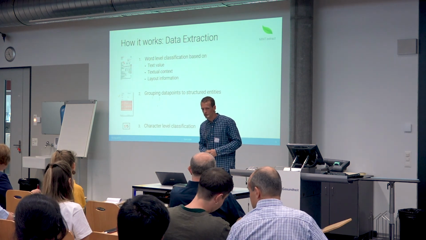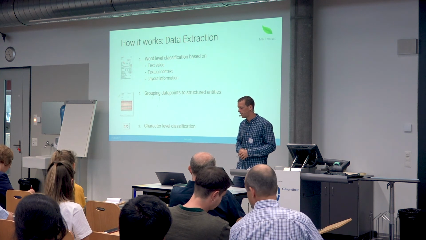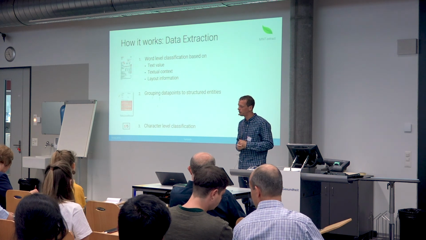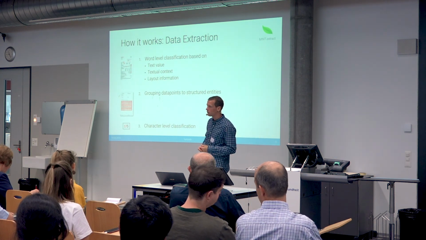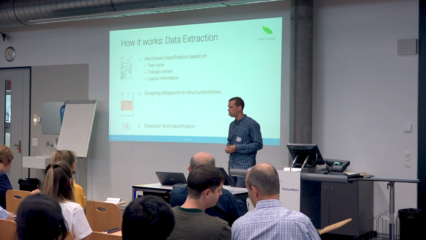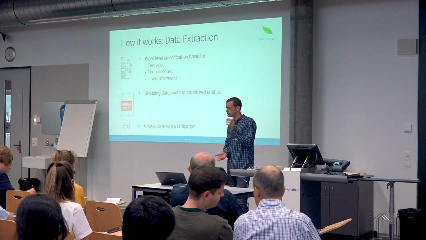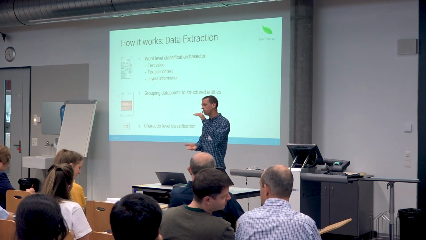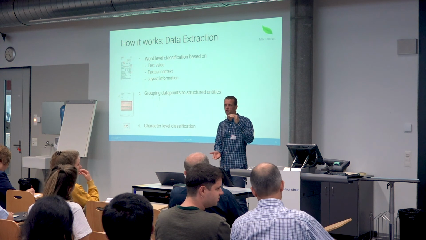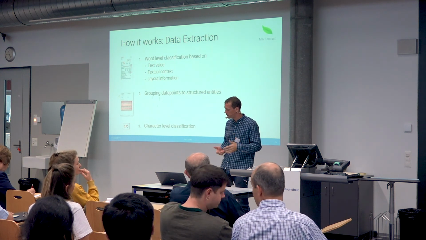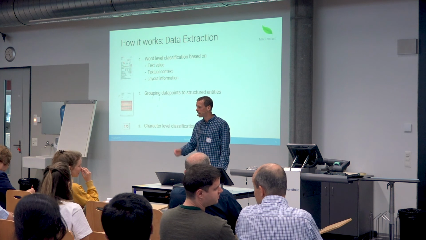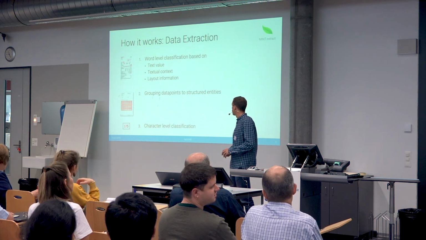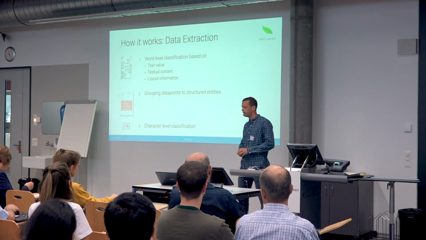The feature representation is based on the text value, textual context, so we don't just have a look at the word itself, but also on the surrounding, and of course also layout information and many other information. So the default vector is about 65 dimensions when it comes to word level classification, and sometimes we add even more dimensions which might be project specific because we have some more information that might help in order to take the decision.